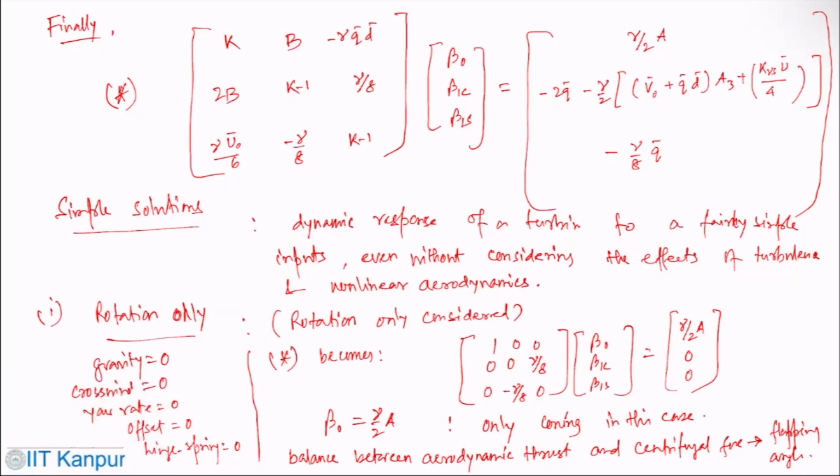The second case we can consider is to keep rotation, and then add hinge spring plus offset. Adding the spring and offset terms gives the same form of the solution.